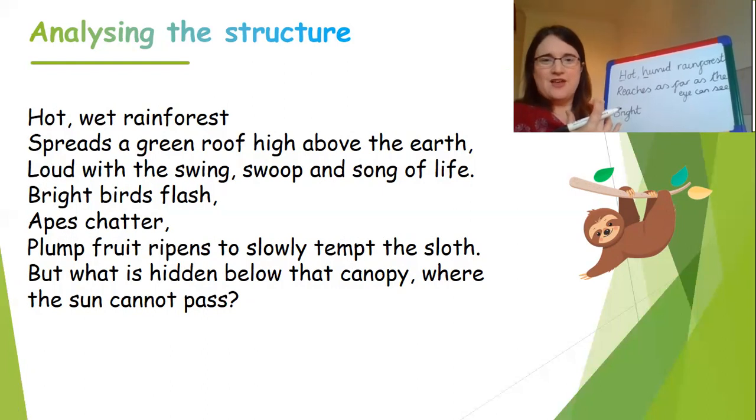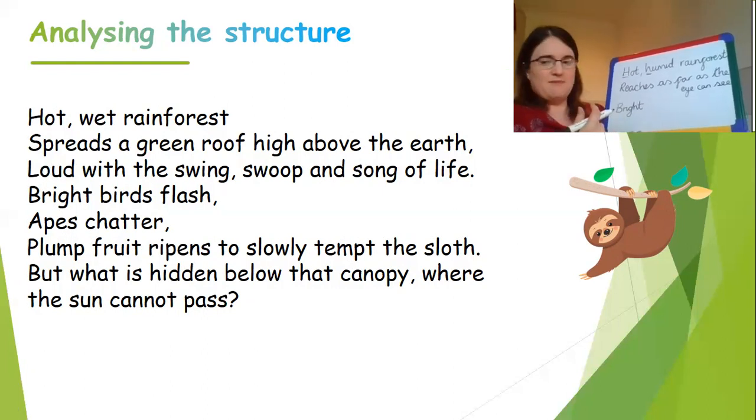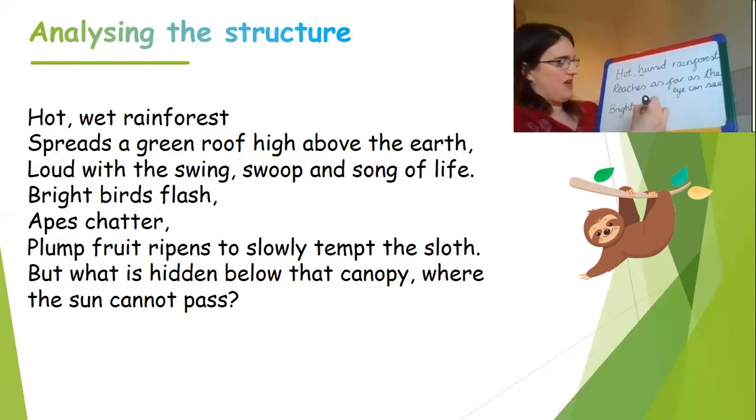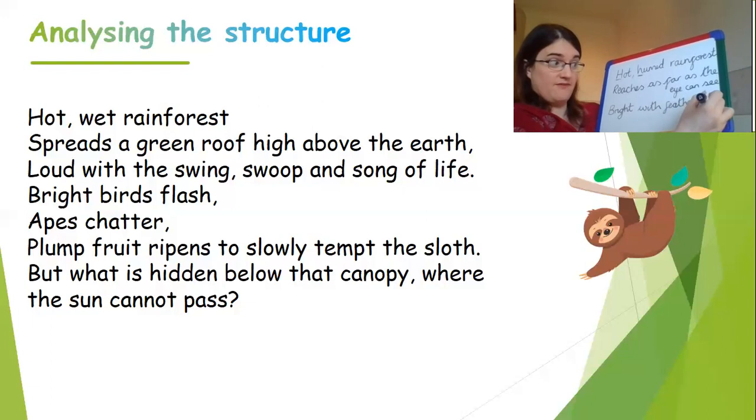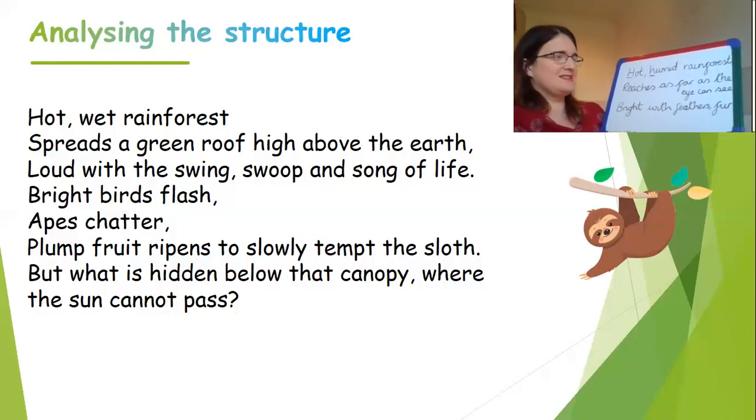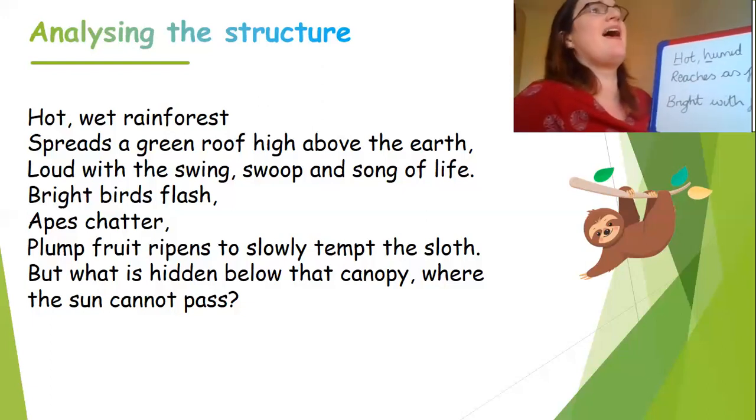So I'm going to write, oh, and she's got alliteration there. I wonder if I can manage alliteration again. Bright with, so what is it that makes the rainforest bright? It's the feathers of the birds. It's the fur, that starts with an F, and it's the plants, isn't it? But that doesn't begin with an F.